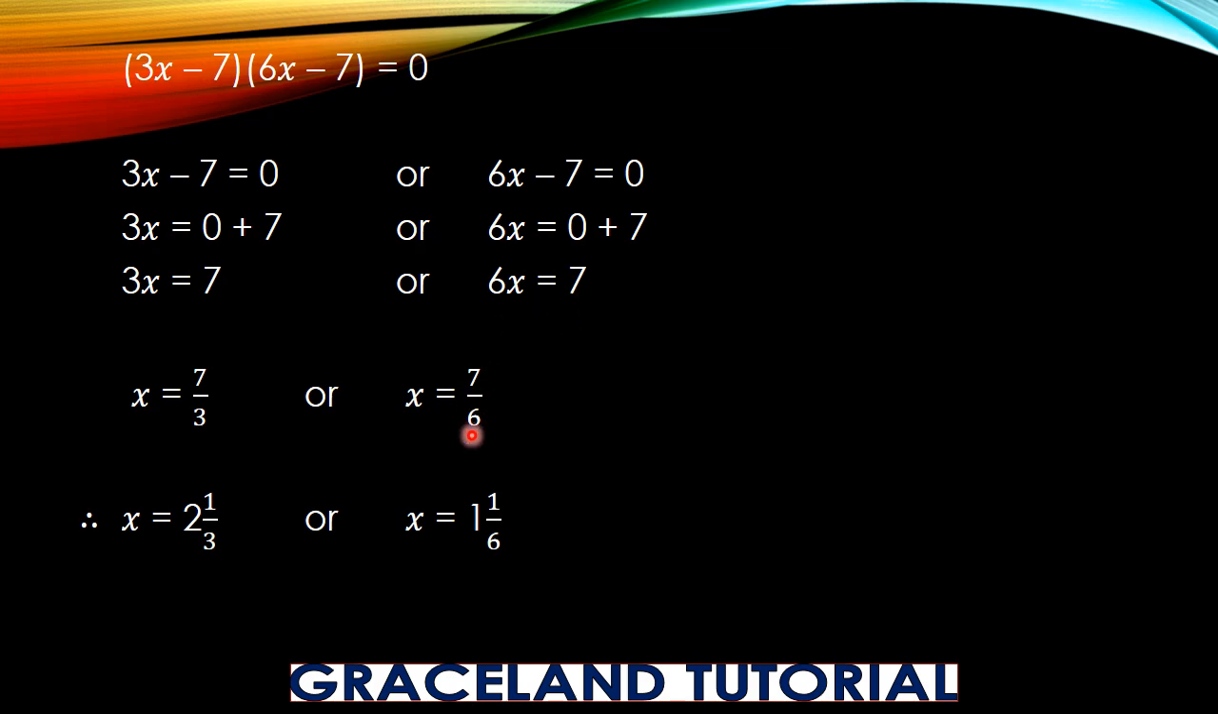So therefore, x will be equal to 3 in 7. That will be equal to 2, remaining 1 over 3, or x will be equal to 6 in 7 is 1, remaining 1, and that will give us 1 over 6. So our final answer will be x equal to 2 whole number 1 over 3, or x will be equal to 1 whole number 1 over 6.